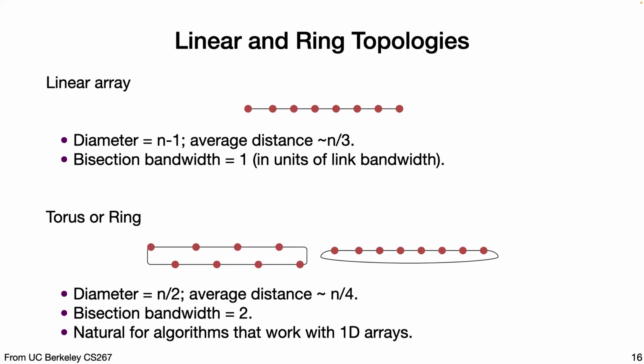Slightly more complicated is a ring. A ring is what you get if you add one link at the end to connect the end to the start. The diameter is now n over 2. The average distance is n over 4. And the bisection bandwidth is 2, because you now need to cut two links to disconnect this graph. The ring is usually pretty natural if your algorithm is on 1D arrays, because you can think of your algorithm as having n data, you cut it into p parts, and then you give n over p to everybody, and they may need to rotate around.